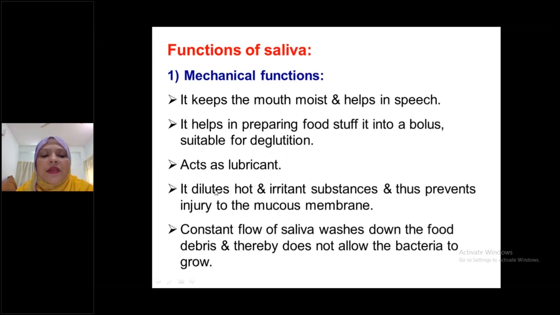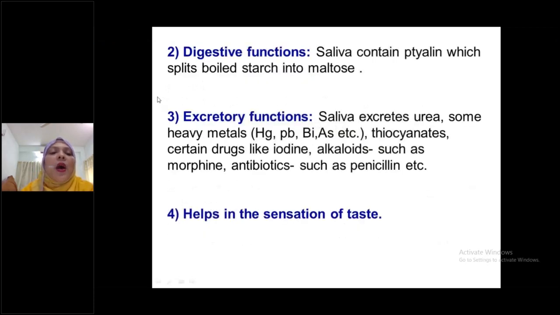It acts as a lubricant. It dilutes hot and irritant substances and thus prevents injury to the mucous membrane. A constant flow of saliva washes down the food debris and thereby doesn't allow bacteria to grow. These are the mechanical functions of saliva. Now, number 2, digestive functions. Saliva contains ptyalin, that is salivary alpha amylase, which splits boiled starch into maltose.